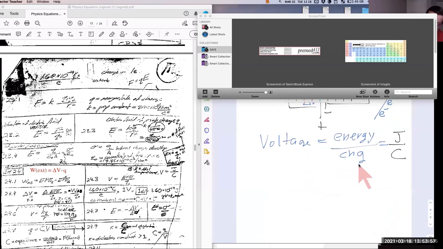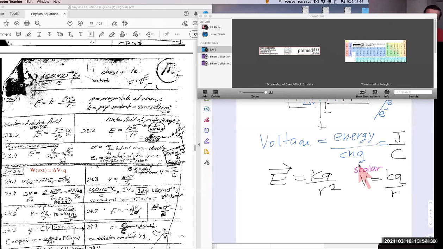So what happens is you have E is equal to KQ, that's wrong, KQ over R squared, and this is a vector. And then what you have is you have V is equal to KQ over R. And this is a scalar. So a vector has magnitude and direction. And a scalar just has magnitude.